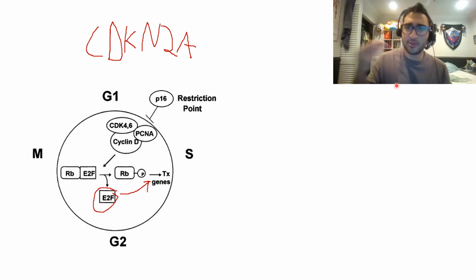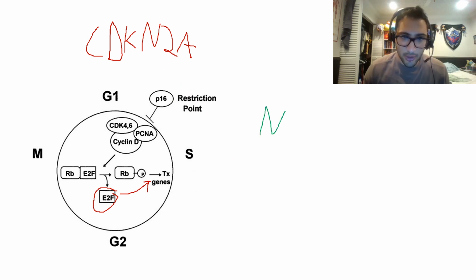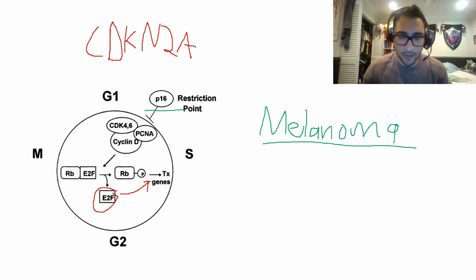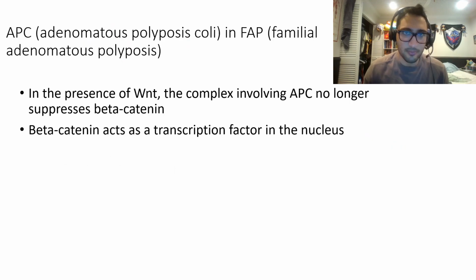I'm trying to illustrate the motif here rather than making you memorize any specific examples, besides Li-Fraumeni syndrome and retinoblastoma, the ones I'm going to explicitly name. All right. So P16, the tumor I want you to know for that is melanoma. All right, familial melanoma. All right, P16 and melanoma.